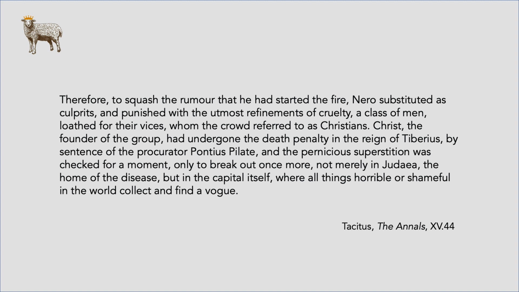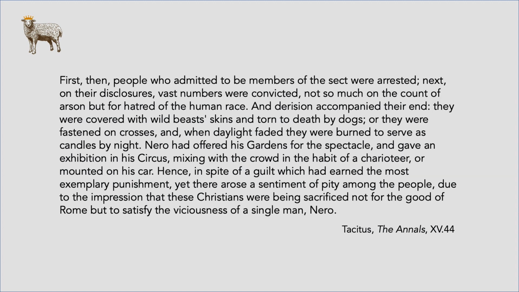Christ, the founder of the group, had undergone the death penalty in the reign of Tiberius, by sentence of the procurator Pontius Pilate, and the pernicious superstition was checked for a moment, only to break out once more, not merely in Judea, the home of the disease, but in the capital itself, where all things horrible or shameful in the world collect and find a vogue. First then, people who admitted to be members of the sect were arrested. Next, on their disclosures, vast numbers were convicted, not so much on the count of arson, but for hatred of the human race. And derision accompanied their end.